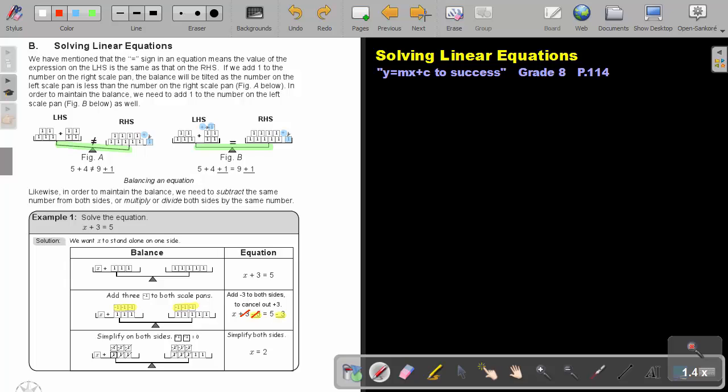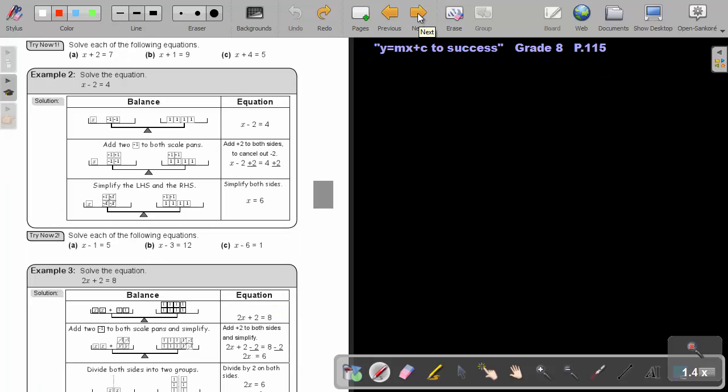Okay, let's try an example. You don't have to draw pans, just do the equation. Try now number 1, A, B, and C. You can stop the video, and as soon as you are finished, you can continue with the video. So try number 1. Okay, let's start with number A.